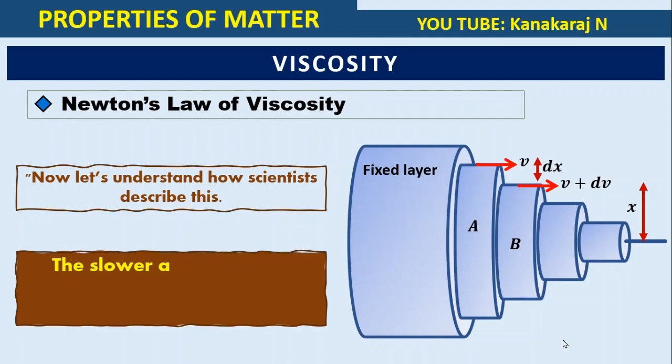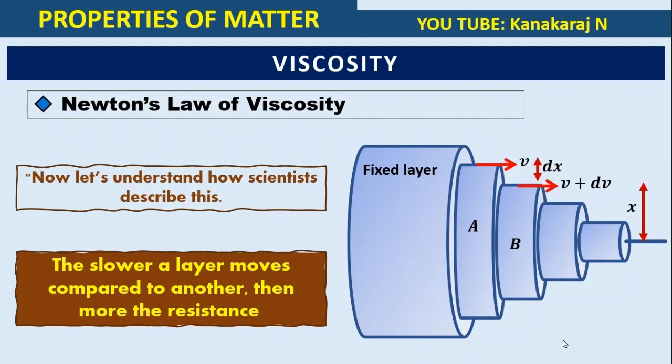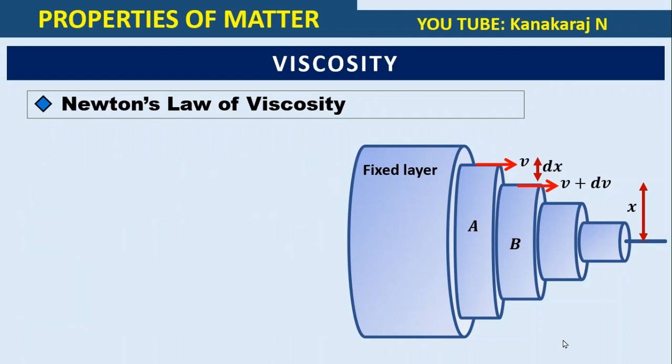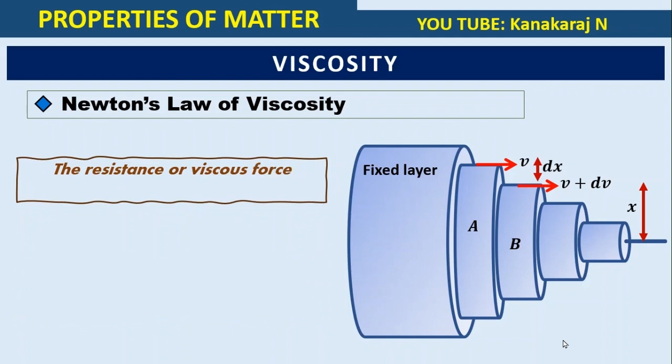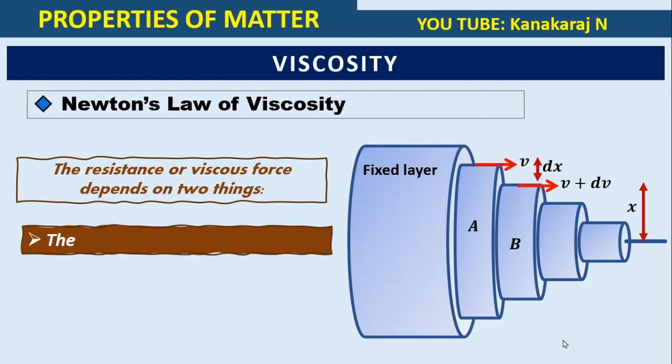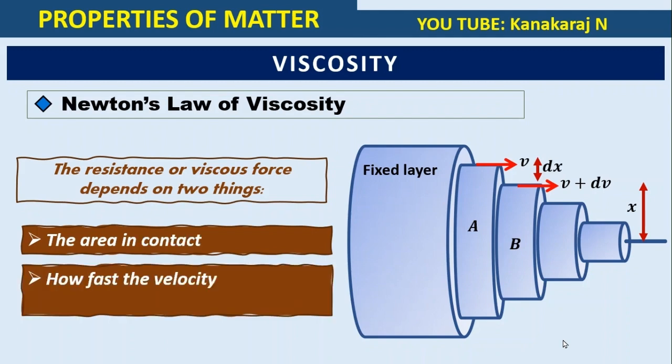The more a layer moves compared to another, the more the resistance. The resistance or viscous force depends on two things: the area in contact, and how fast the velocity changes between layers.